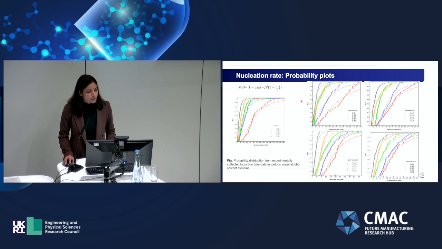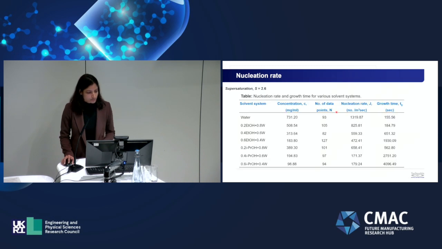These are the probability plots generated by the Crystal16 instrument software, each in different solvent systems, and each curve represents one supersaturation, and each point represents one induction time data point. And from these graphs, the instrument calculates the nucleation rate J and growth time Tg by curve fitting the experimental values.